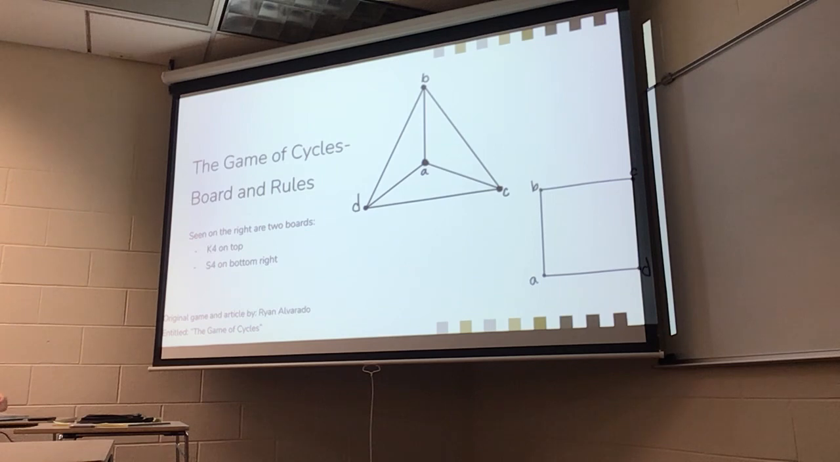So, first we'll just talk about what the game of cycles is, so the board and some of the rules. At the bottom it has the original game and article by Ryan Alvarado, entitled The Game of Cycles. Basically, the game of cycles is kind of like a mix of dots and boxes. There's another game called Col and Snort, which I've never heard of, but apparently it's very similar to this.